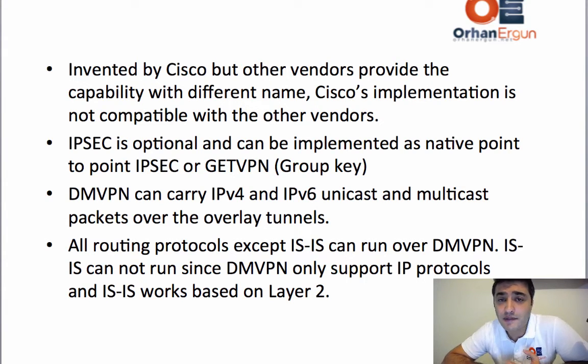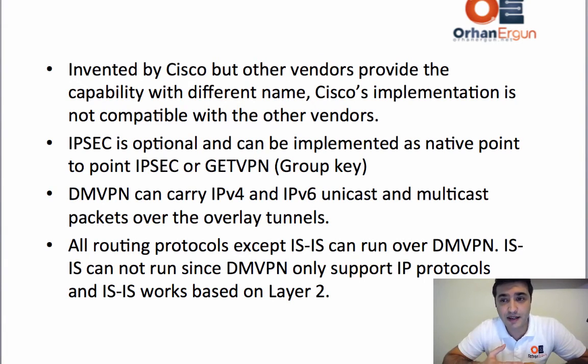When the DMVPN tunnel comes up, like the other mechanisms, GRE and mGRE, IPv4 and IPv6, unicast and multicast traffic can be carried through the DMVPN tunnels. That's important. It supports both IPv4 and IPv6, unicast and multicast. It doesn't support layer 2 protocols. It doesn't support non-IP protocols actually. It might be layer 3, but maybe a non-IP protocol, right?